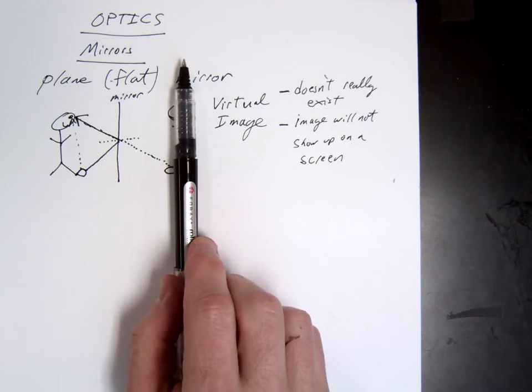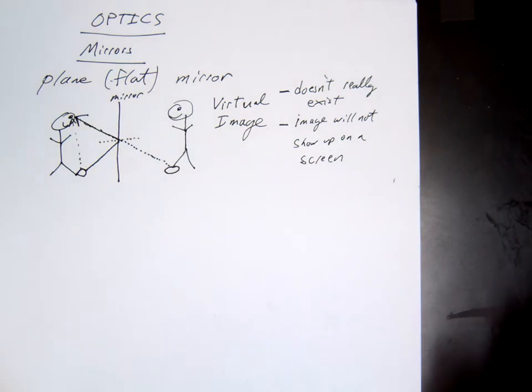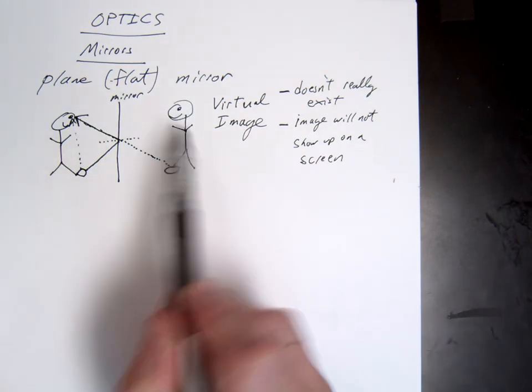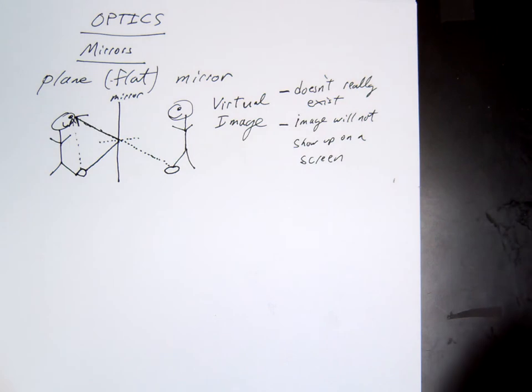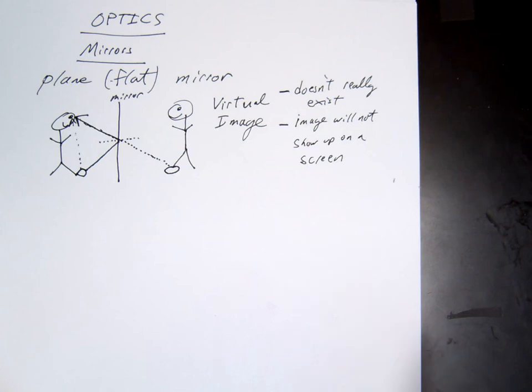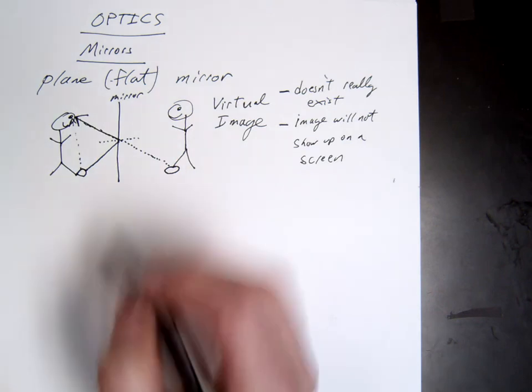There's nothing behind it. If you go behind the mirror, you do not find a little guy back there, right? So there's nothing there. This is not a true, or what we'd call a real image. And we'll talk about later what are examples of real images. Okay, so anyway, that's a flat mirror.